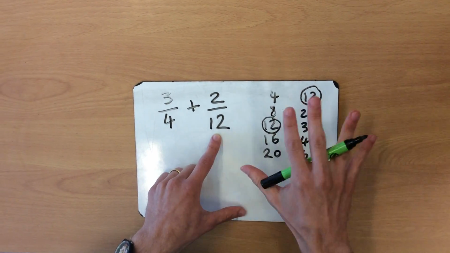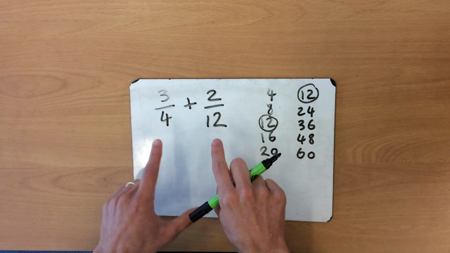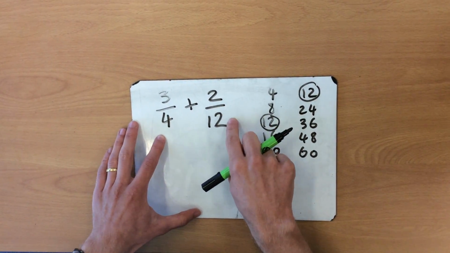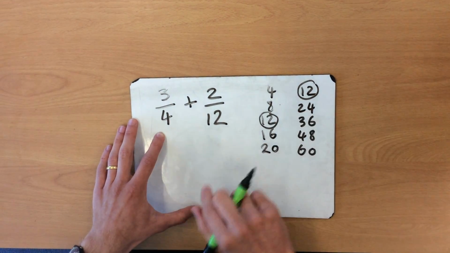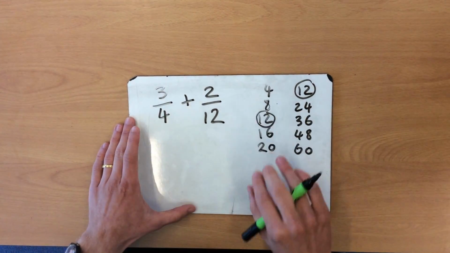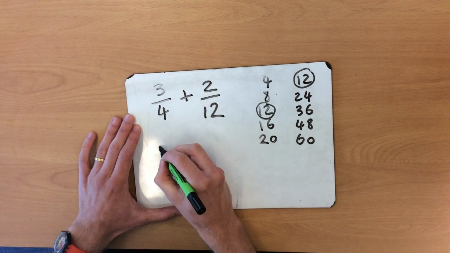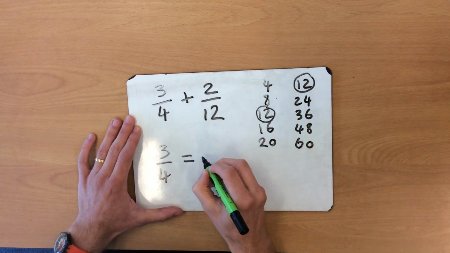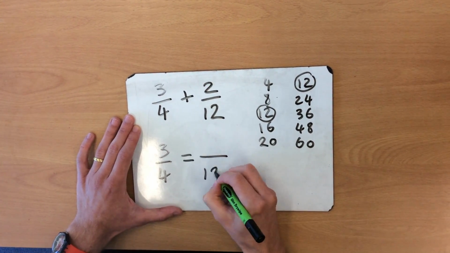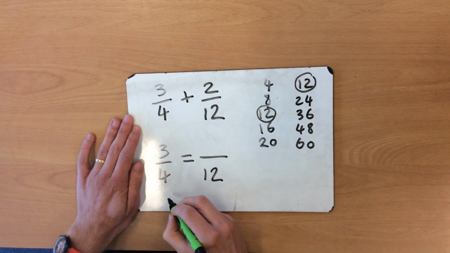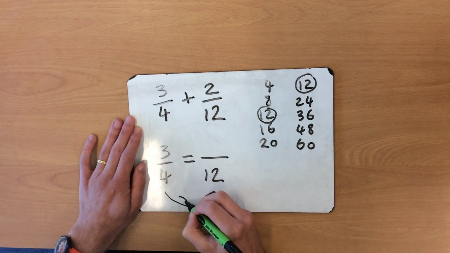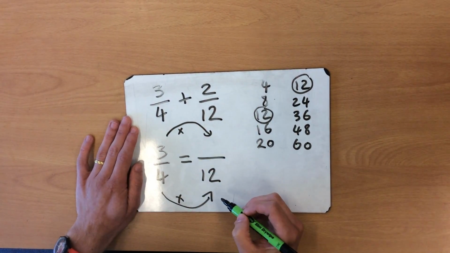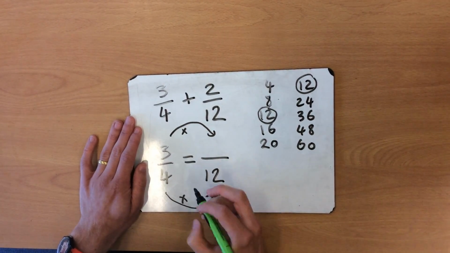Now I've discovered that, I need to make my fractions both have 12 as a denominator. Now 2/12 already has 12 as a denominator, so I'm going to leave that well alone. The only one I need to look at is 3/4. And I want to make this an equivalent fraction, so my new denominator is going to be 12. Maths is all about spotting patterns. What do I need to multiply my denominator by in order to get to 12? That's it, 4 lots of 3.